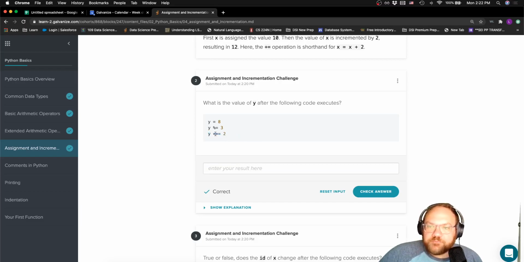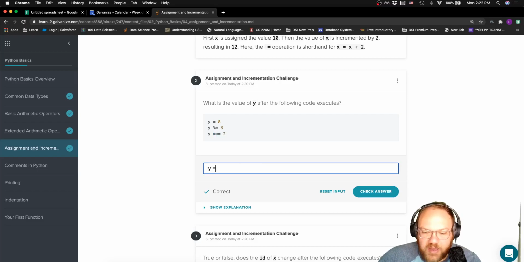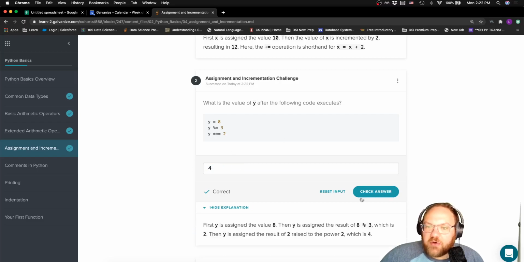And then again, we're saying y exponent equals 2. So this is saying y is equal to y squared, right? Y up to this point is equal to 2. 2 squared is 4. So we can go ahead and check that out. See, that is indeed the correct answer.